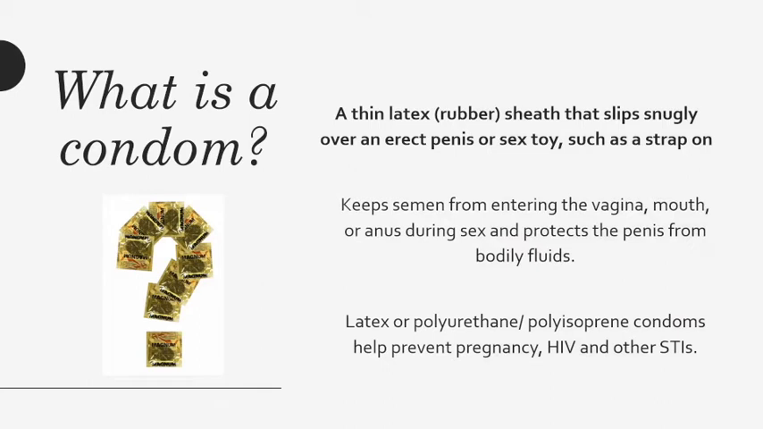All right, so next we're going to talk about what a condom is, and then I'll do our first demonstration. So a condom is a thin latex or rubber sheath that slips snugly over an erect penis or sex toy, such as a strap-on. The purpose is to keep semen from entering the vagina, mouth, and or anus during sex, and it protects the penis from bodily fluids. Latex or polyurethane or polyisoprene condoms help prevent pregnancy, HIV, and other STIs.